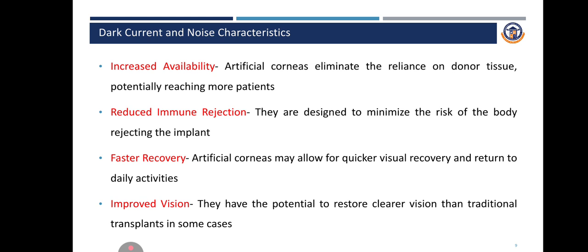Coming to the dark current and the noise characteristics, these points will help the characteristics to improve. We have to generate more charge carriers whenever we consider these points.